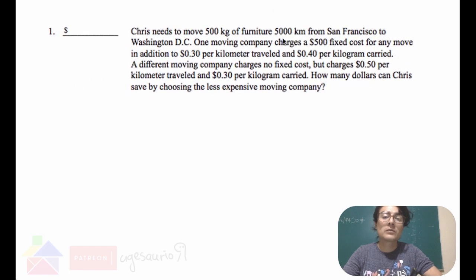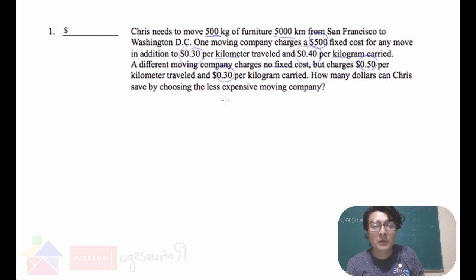Okay, so here's problem one. Chris is gonna do a huge move across the country. He has to choose between two moving companies. One has a fixed $500 cost, and 30 cents per kilometer and 40 cents per kilogram. And then there's a second company. It has no fixed cost, but it's a little more expensive per kilometer and per kilogram. We want to find out how many dollars Chris can save by choosing the less expensive one.